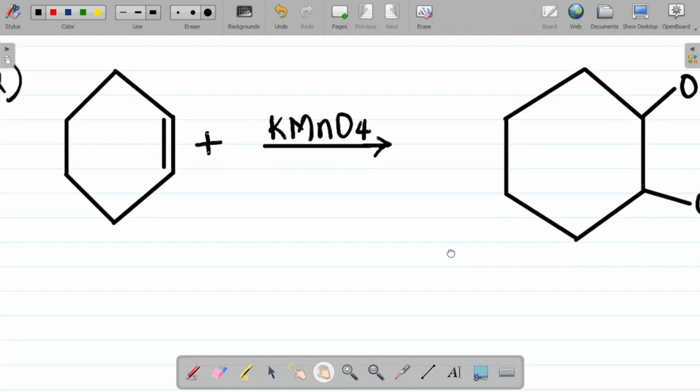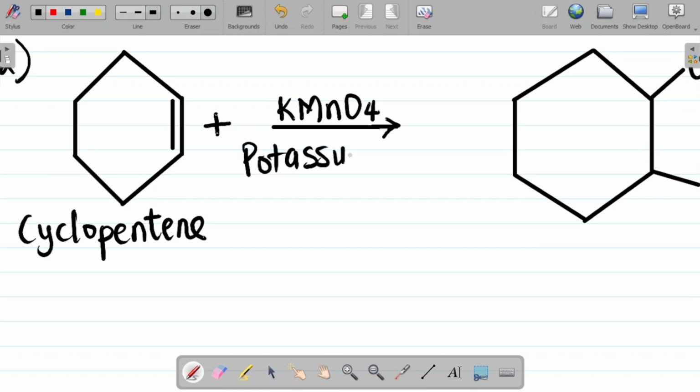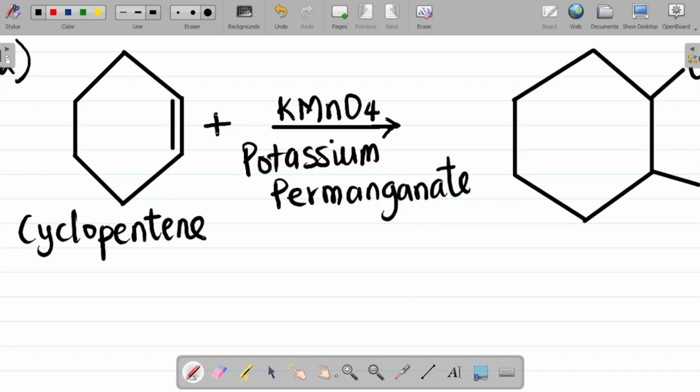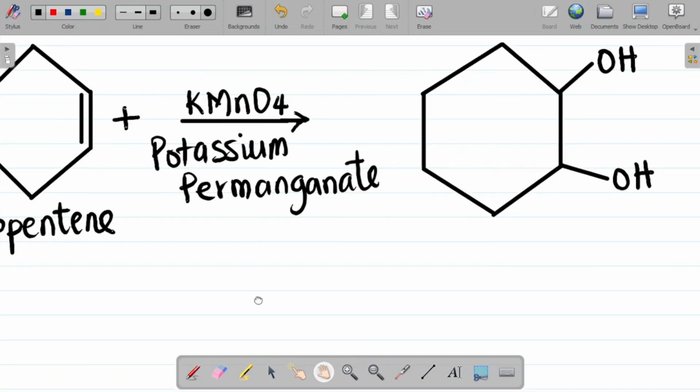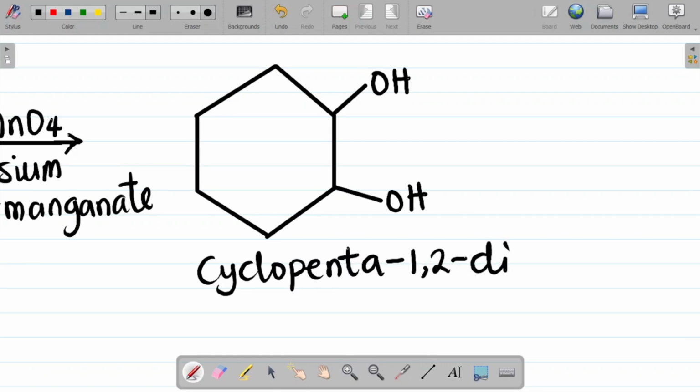Next task is to name this whole equation. What I have here is cyclopentene, and what I have here is potassium permanganate. I'm just trying to conserve space here. Now we have to name the product. This product here is nothing more than cyclopenta 1,2-diol. That's the name of the compound.